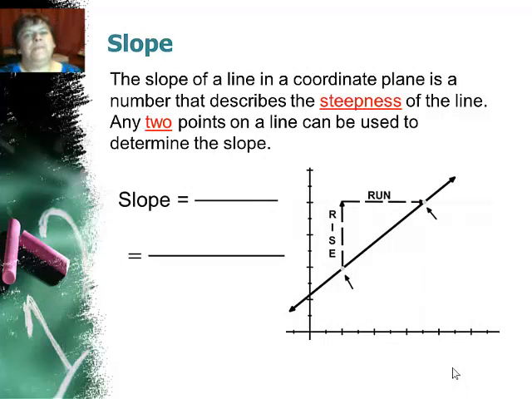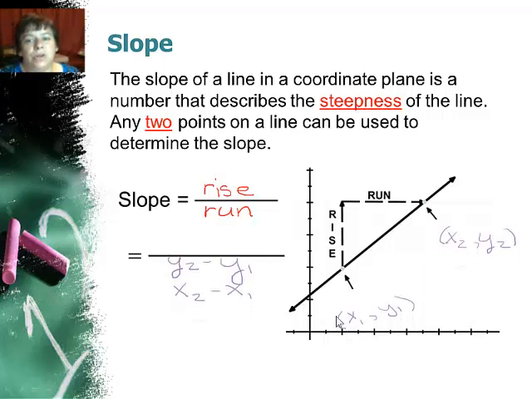So what is slope? The slope describes how steep a line is. You can use any 2 points to determine what the slope is. It's usually described as the rise, how far up or down you have to go from your first point, to the run, how far horizontally it is to the next point. So rise over run. We actually have a standard equation for this when we use coordinate geometry.